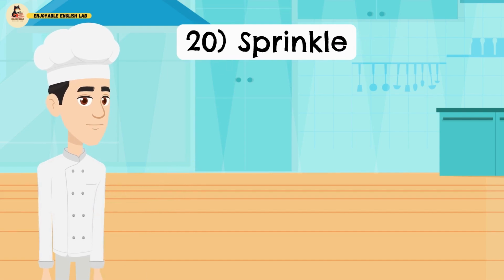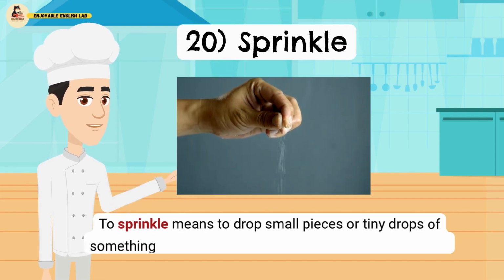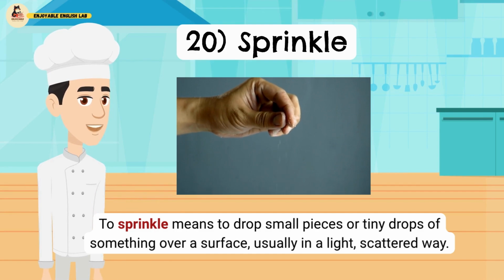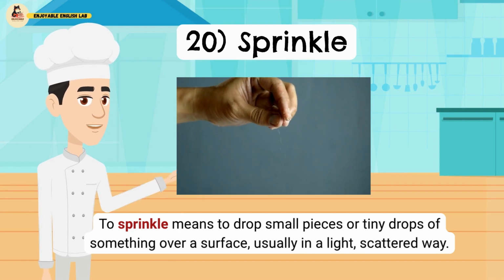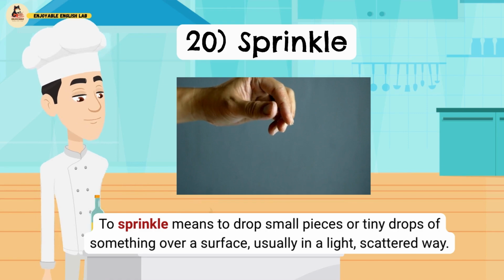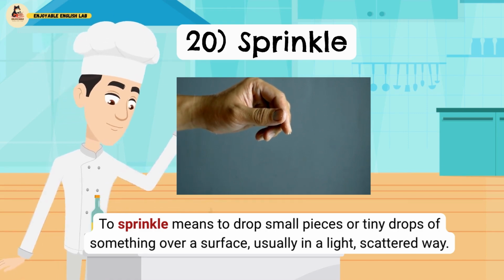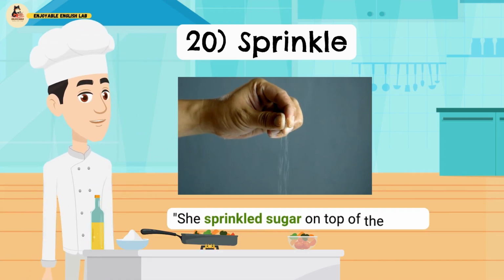Sprinkle. To sprinkle means to drop small pieces or tiny drops of something over a surface, usually in a light, scattered way. For example, she sprinkled sugar on top of the cake.